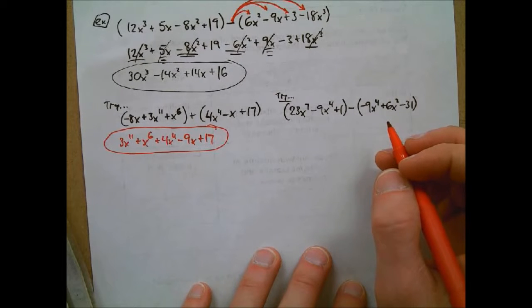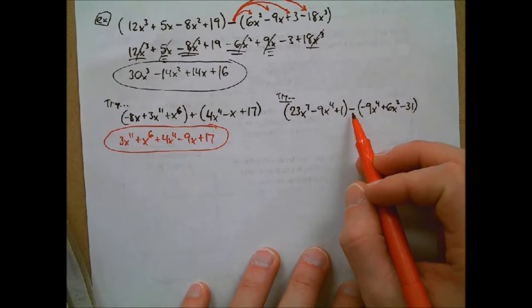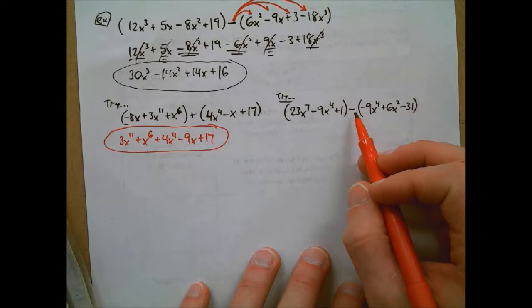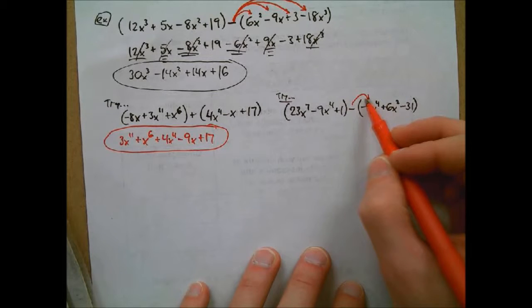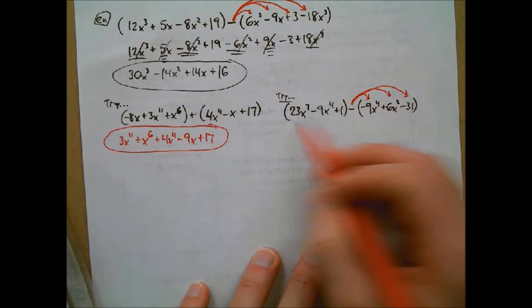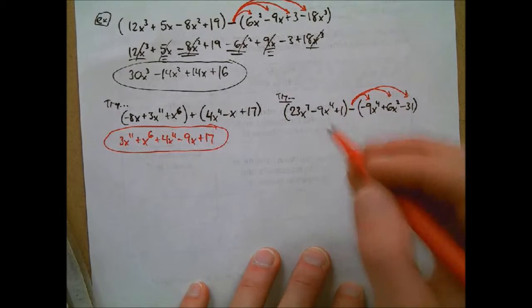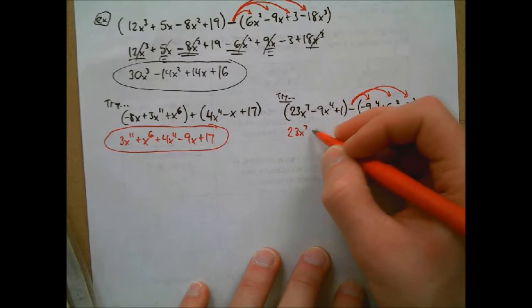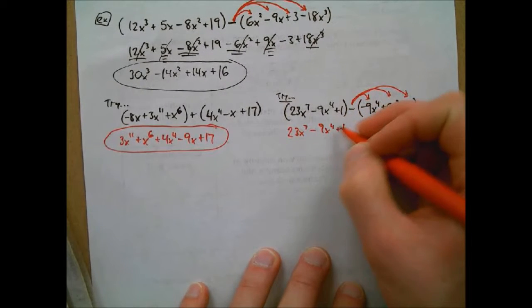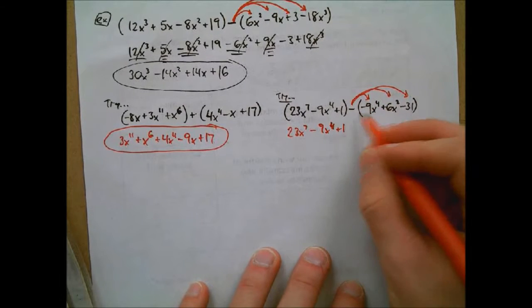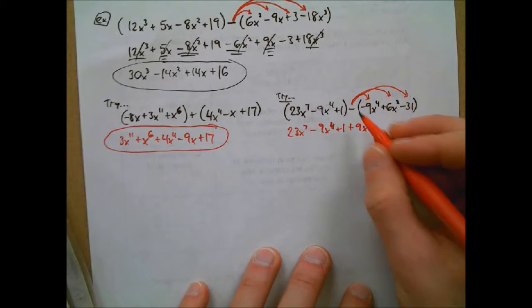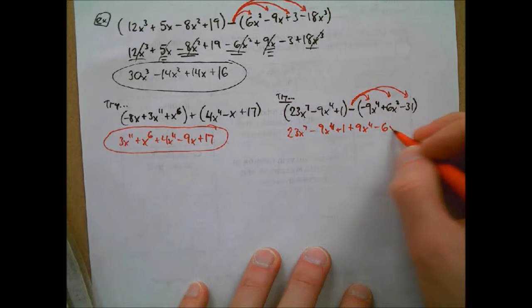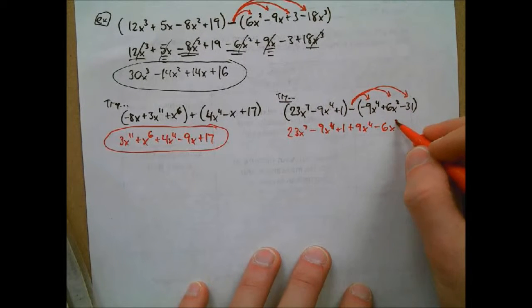Together. All right, cool. So we have a minus sign in front of parentheses, right? That minus will distribute to all three of these, right? To this one, to this one, to this one. These have nothing in front to distribute, so we'll just leave it: 23x to the 7th minus 9x to the 4th plus 1. And then minus a negative becomes what? Yeah, plus 9x to the 4th there, minus a 6x squared. And again, minus a minus becomes plus 31.